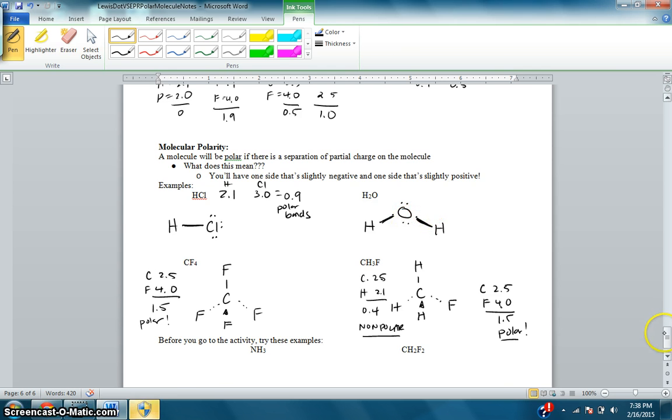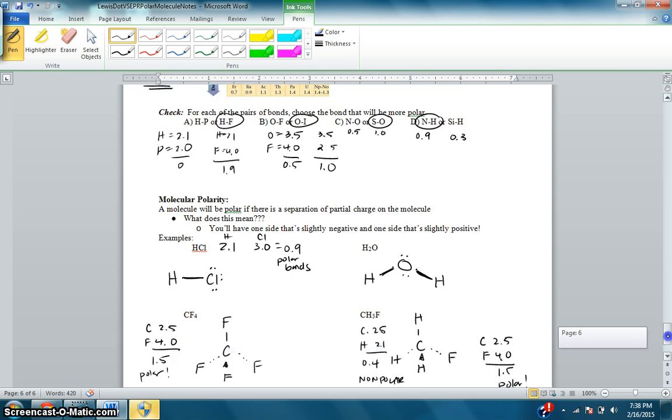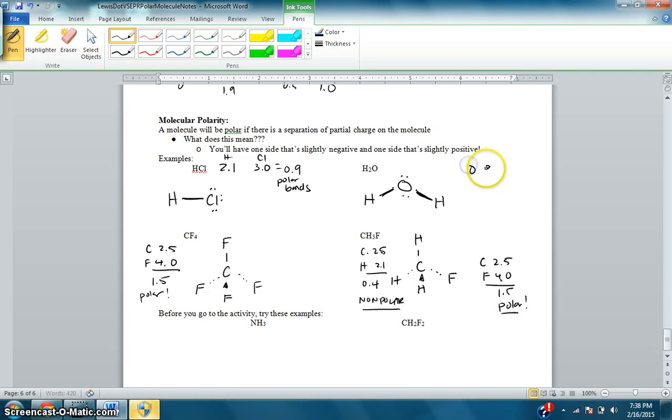And I'll just go ahead and do water with you guys here. If we look at water, my O is 3.5. My H is 2.1, so that is a difference of 1.4. So yes, in fact, these are polar bonds. So I'd just like you guys to practice right now drawing the Lewis dot, drawing the VSEPR, and identifying whether the bonds are polar or nonpolar.